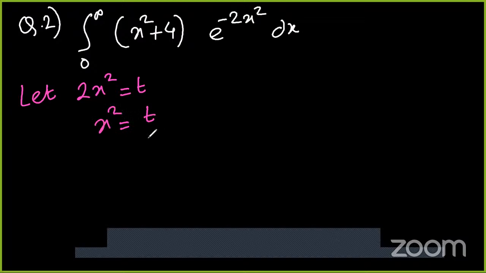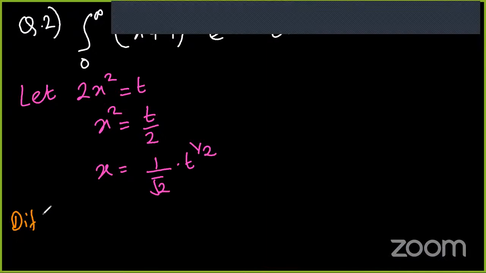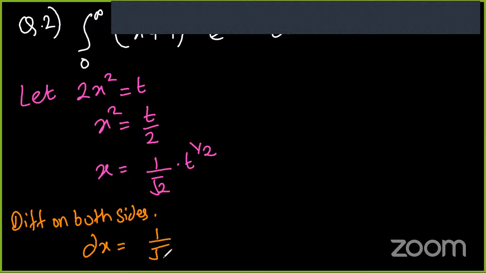And then what is x square? x square is equal to t by 2. And what is x here? x is 1 by root 2 into t raised to 1 by 2. Sure. Now if I differentiate on both sides, what will happen? So dx is equal to 1 by root 2 into 1 by 2 t raised to minus 1 by 2. Okay? The same as last time. Now we need to solve this one.